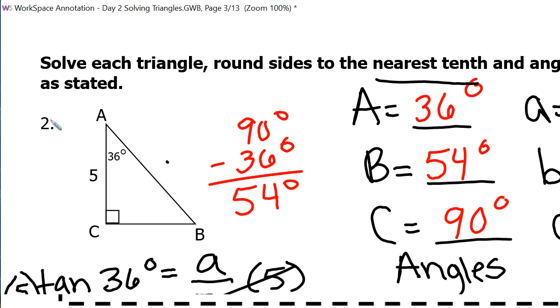So looking at what's on the triangle, what would we have to use to solve for side C? Would we have to use sine, cosine, or tangent? Yes, we have the adjacent side and the hypotenuse, so we would have to use cosine. Let me switch to blue. This would be cosine of 36 degrees equals 5 for the adjacent side and C for the hypotenuse.